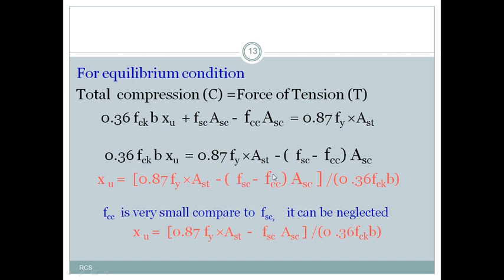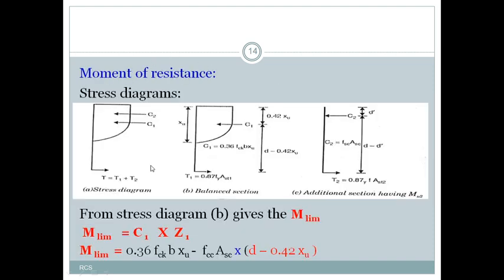Here the term FCC is a very negligible quantity compared to FSC, so we can neglect it or we can use it. Whichever formula you are comfortable with, you can use. You can use this formula or this formula. For simplicity, I am neglecting FCC as a very negligible quantity. So finally the actual depth of neutral axis can be calculated using this formula: 0.87 Fy AST minus FSC into ASC, divided by 0.36 FCK into B. So the principle is that we equate the total compressive force and total tensile force to form an equilibrium condition, right?